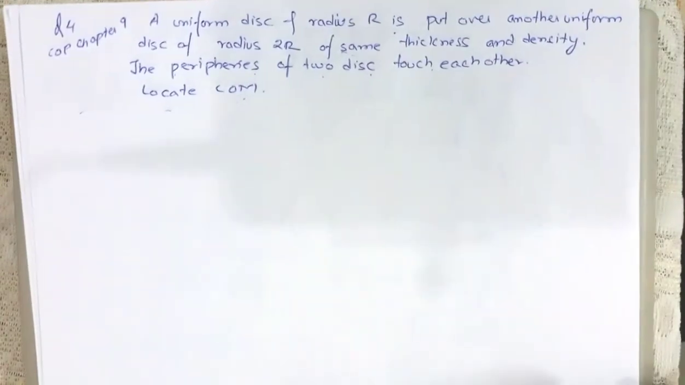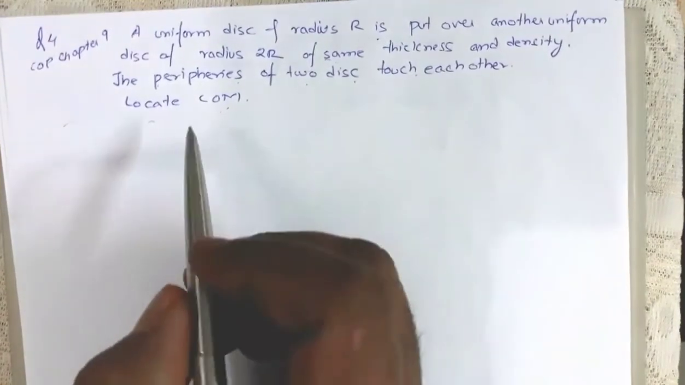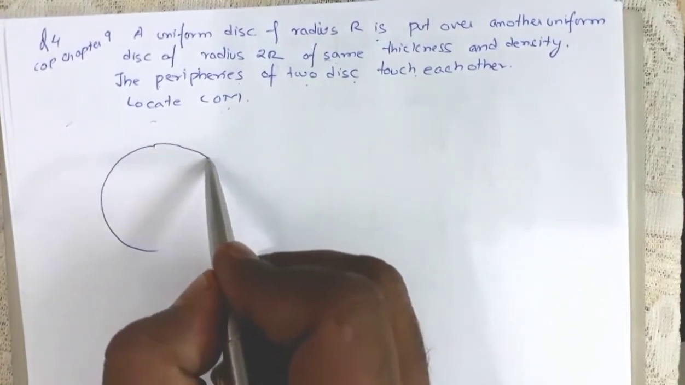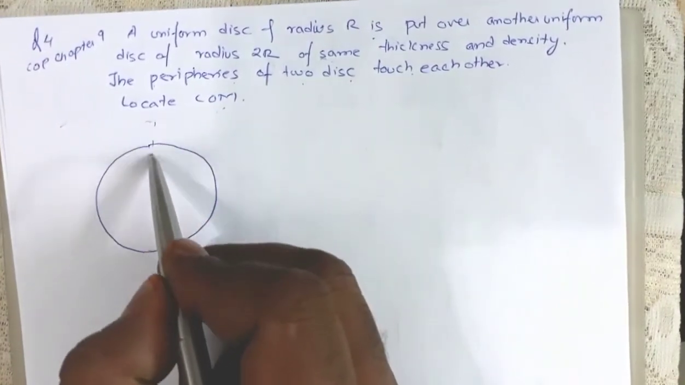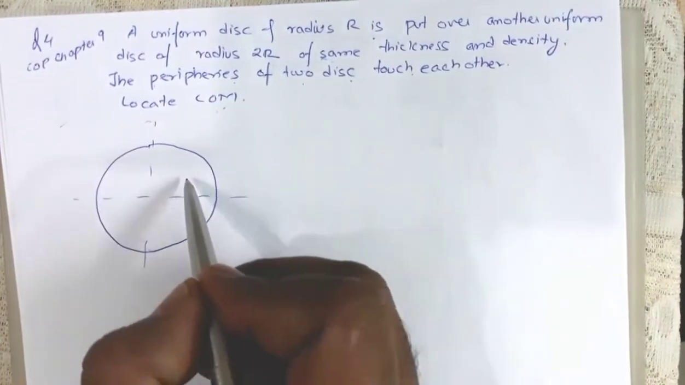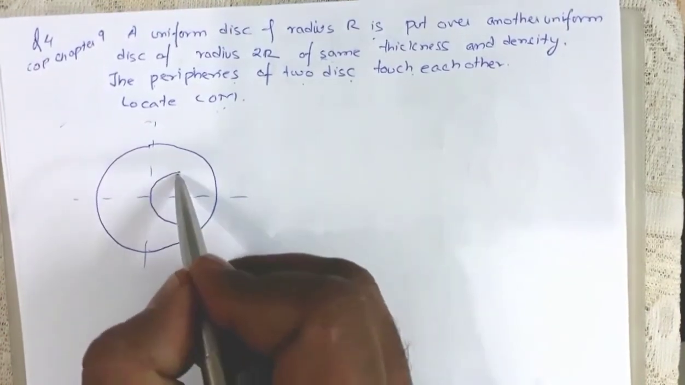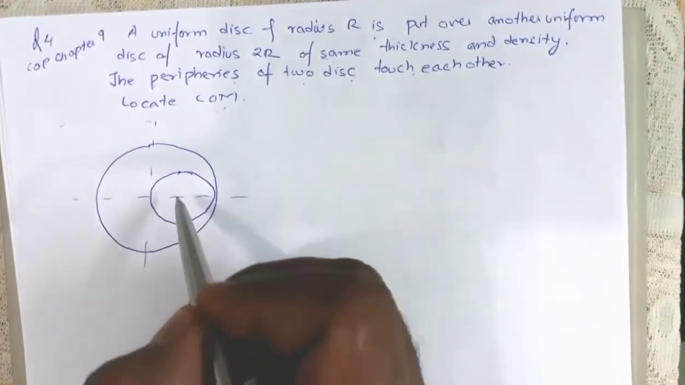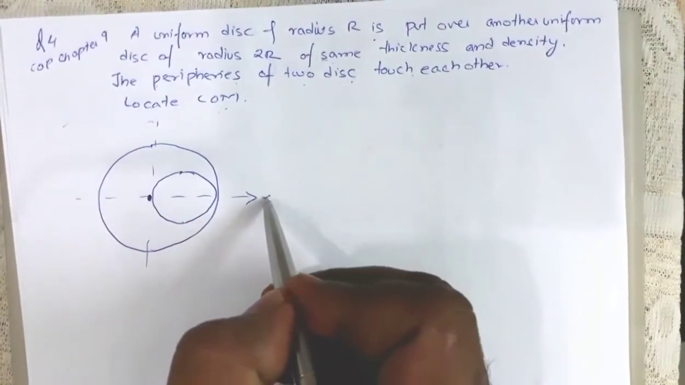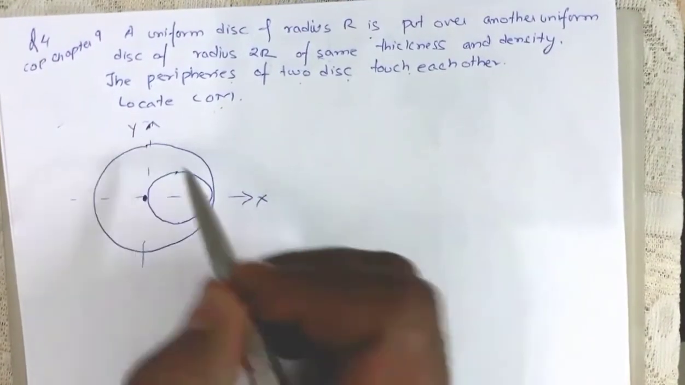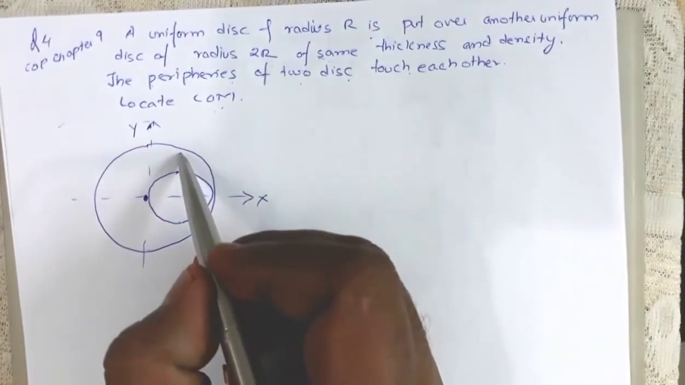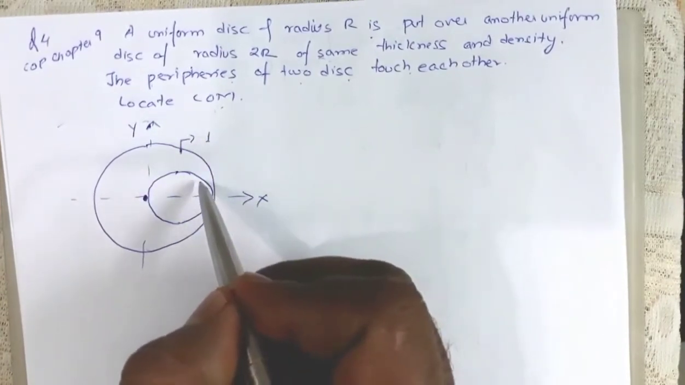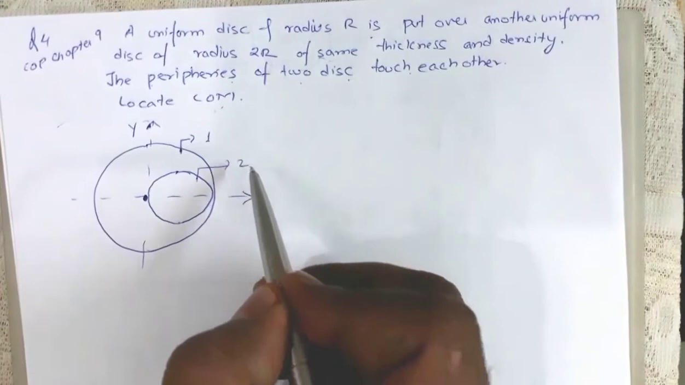Okay, now let's see how we will proceed with this question. First, let us draw the diagram. So this is the bigger disk of radius twice r, and this is the smaller disk of radius r. This is the origin, this is the x-axis, this is the y-axis. Now let us name the bigger disk as number 1 and the smaller disk as number 2.